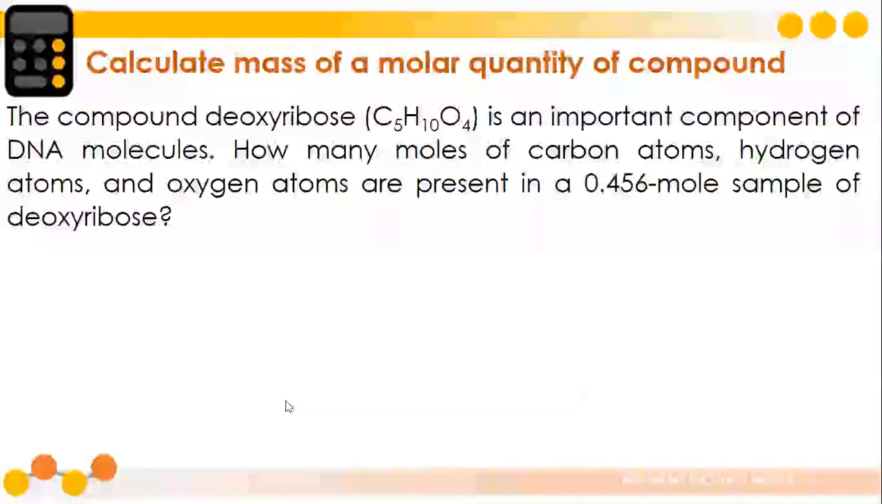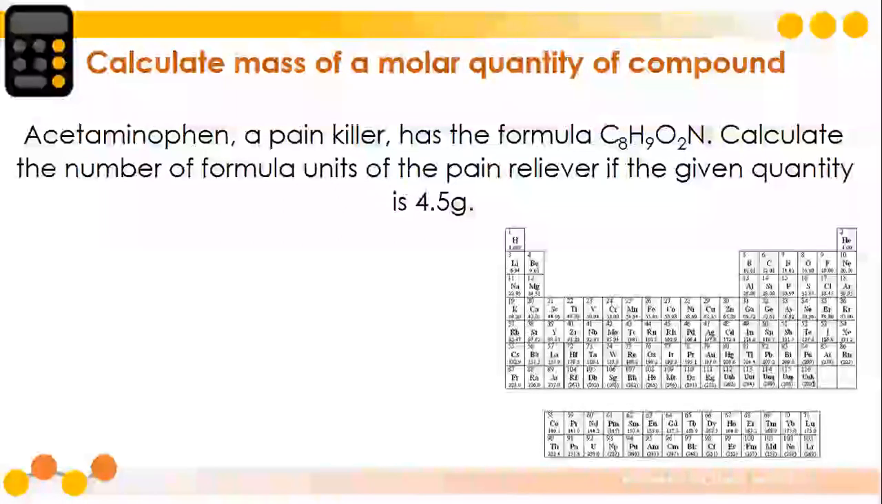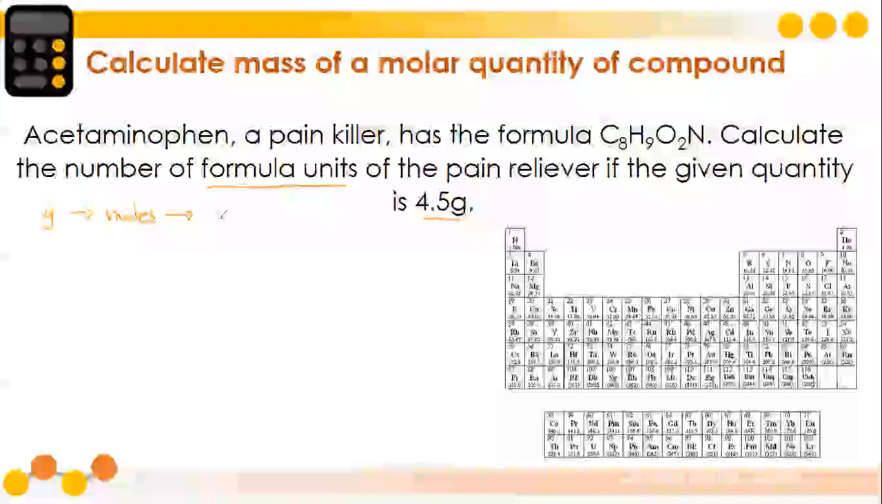For our next and last problem, we have here acetaminophen, a painkiller, which has the formula C8H9O2N. Calculate the number of formula units of the pain reliever if the given quantity is 4.5 grams. For this one, we are looking for formula units of the acetaminophen. Our given is in grams. We cannot directly convert grams to formula units. So what we need to do is convert grams to moles and then to formula units, with the use of Avogadro's number.